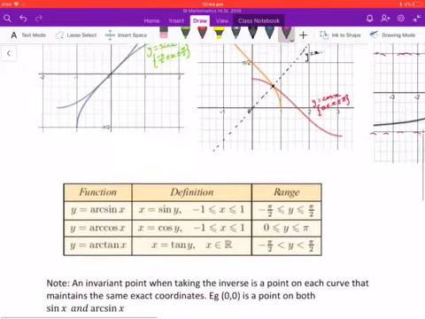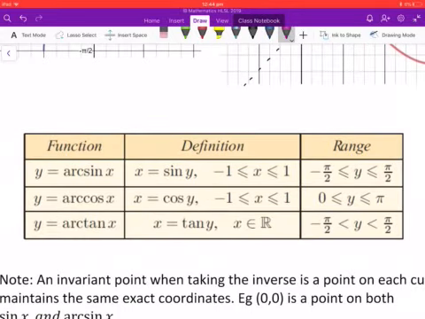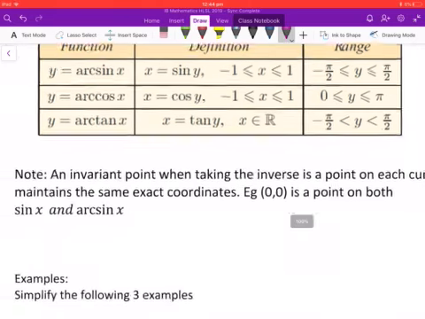Now, there's a helpful little table in our book here which tells us the function arcsine x, definition is x equals sine y, right, what I sketched, but only taking x from minus 1 to 1, and the range y is minus pi on 2 to pi on 2, which is the opposite of the domain and range of y equals sine x. And that's the same for all three.